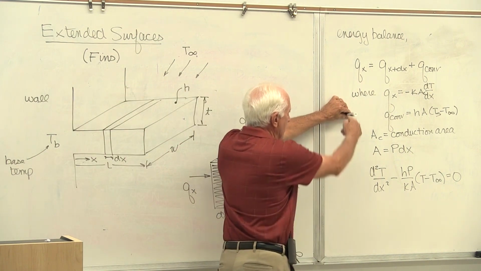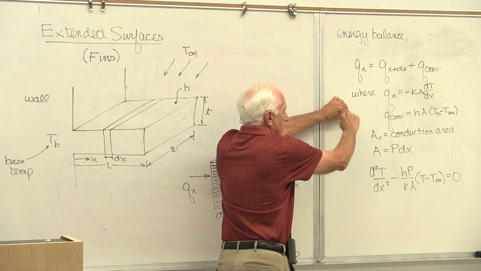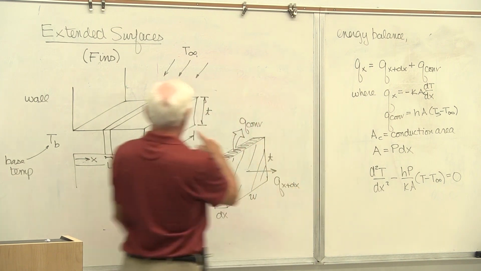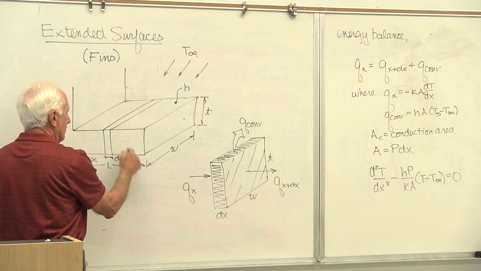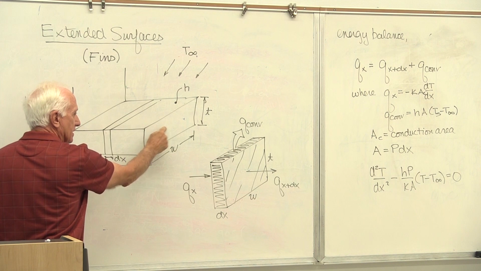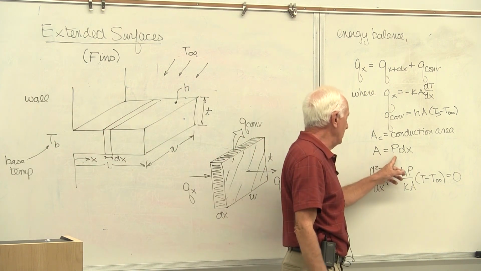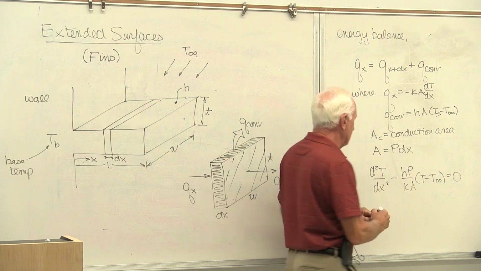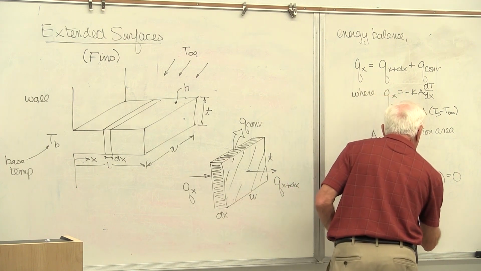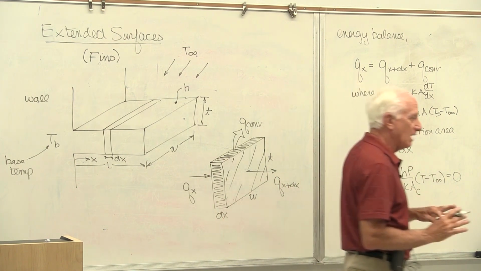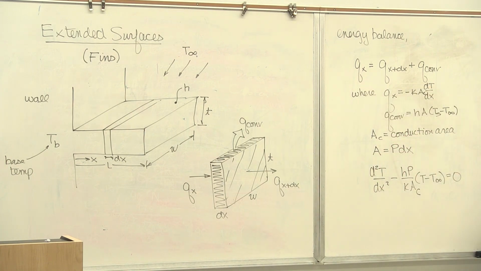Convection occurs where? Around the perimeter here, this area. Convection occurs where? Top, bottom, front, back, and maybe even that side. So we leave it general. Leave it general. Perimeter here, and leave A sub C in here. Don't put anything in until you get to a specific problem. Is it a pin fin? Is it a rectangular fin? A square fin? Leave it. It's general, so it can be used for any fins like that.